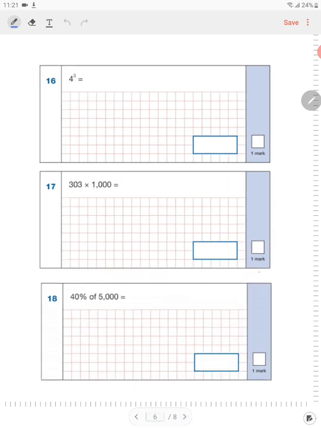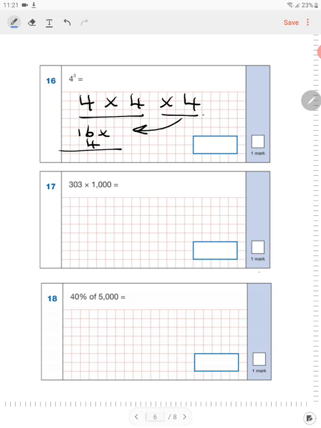Okay, 4 cubed. Remember, it's not 4 times 3. It's 4 times 4 times 4. Now what I would suggest you do is you do it in steps. So 4 times 4, we're going to do this bit first. So 4 times 4 gives me 16. And then I'm going to multiply it by the 4. So 16 times 4. 6 times 4 gives me 24. 1 times 4 gives me 4. Add the 2 gives me 6. So my answer for that question is 64.